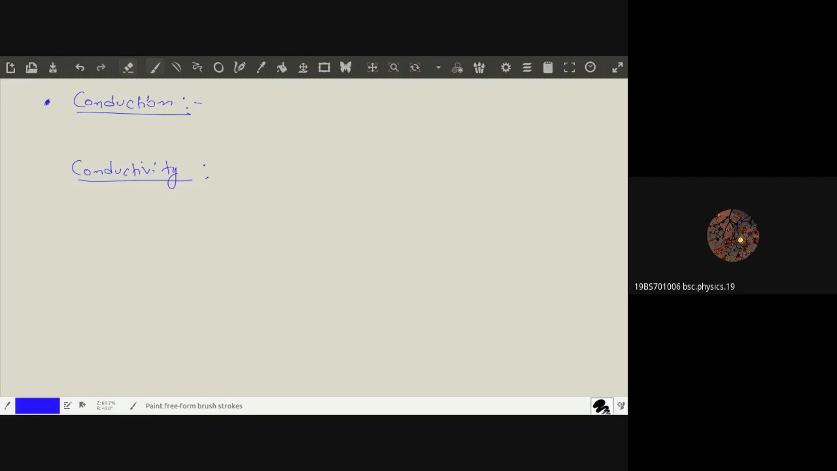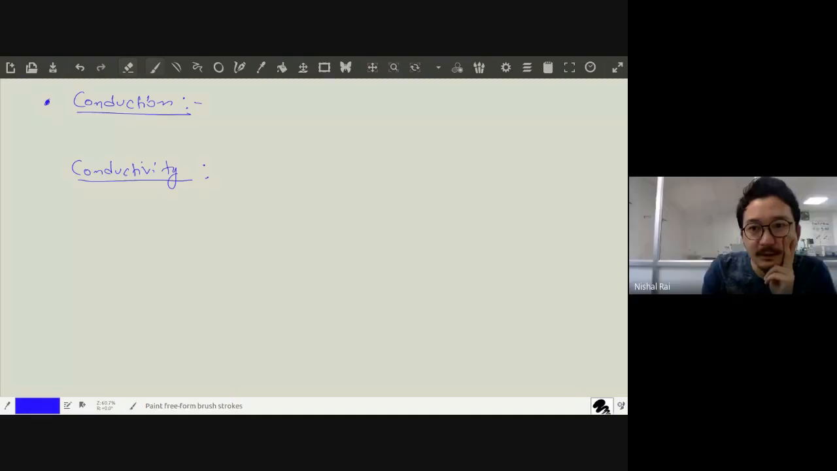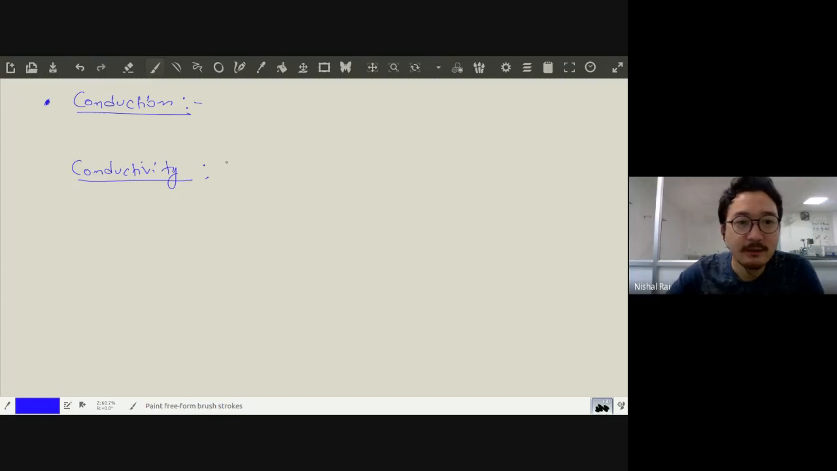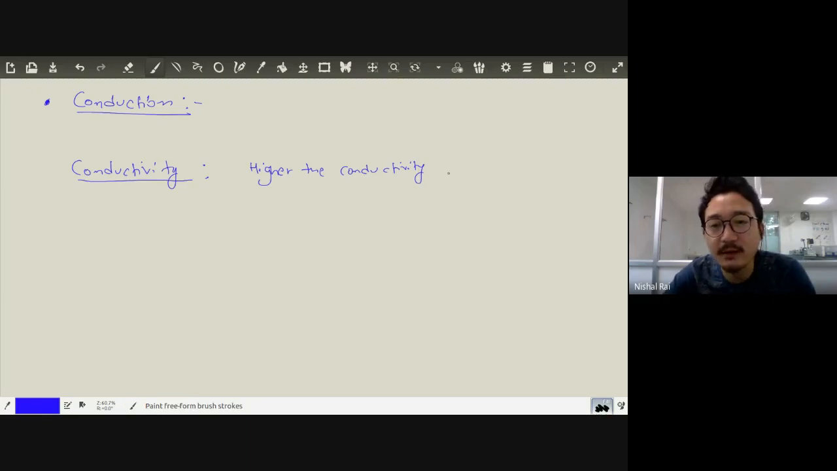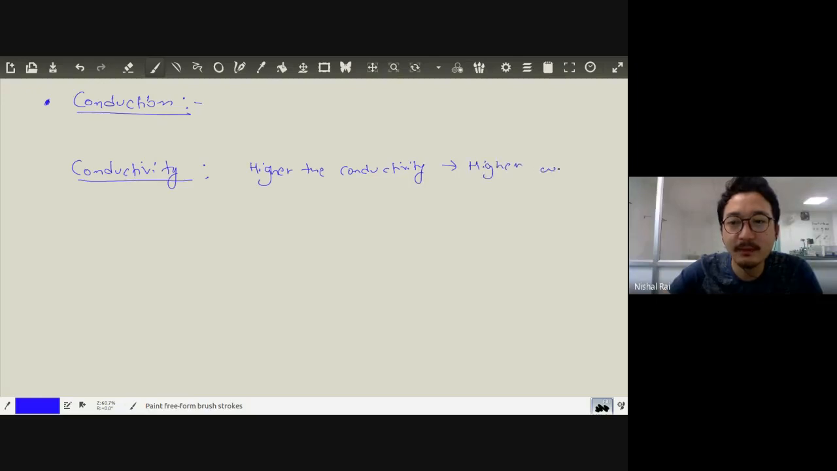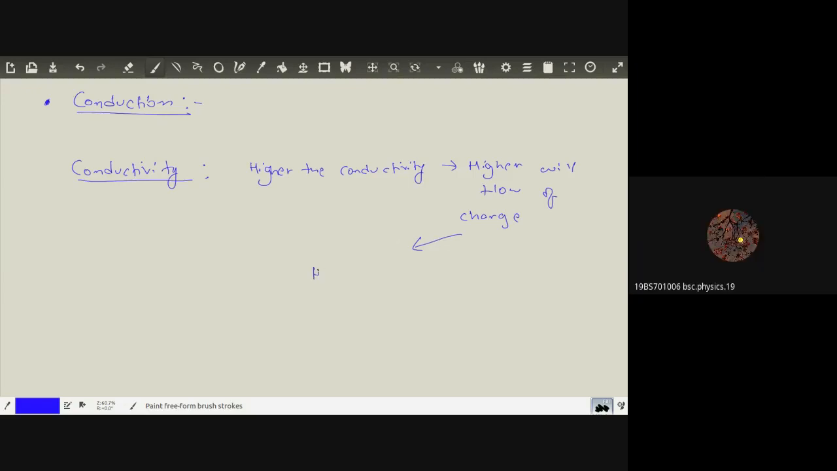It is the flow of electrons, charge, heat. Easy flow of charge. Okay, easy flow. So higher the conductivity, basically you are telling that it will be easier for heat or anything to flow. So higher the conductivity, lower the resistivity, sir. Higher will be the flow of charge. Okay. So higher the flow of charge means higher will be the flow of heat, the transfer of heat. Okay, higher will be the transfer of heat.